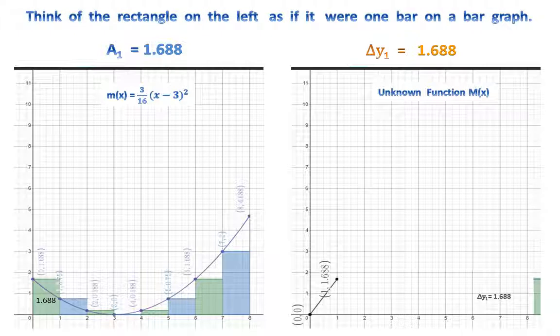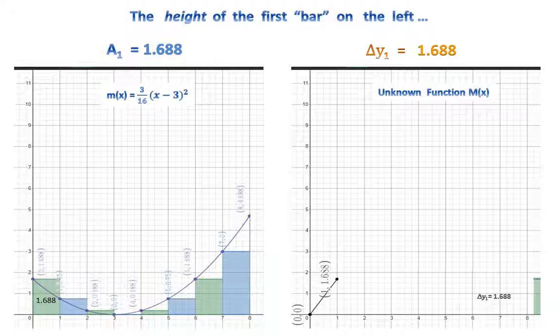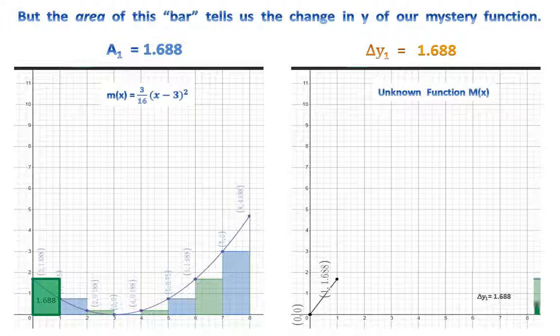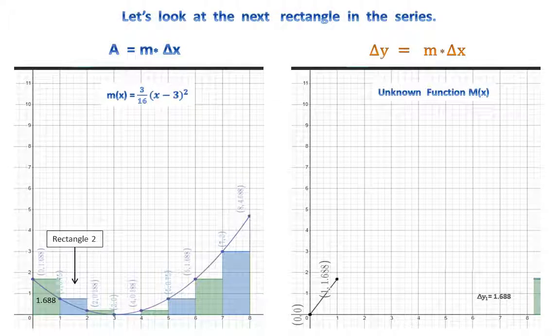Think of the rectangle on the left as if it were one bar on a bar graph. The height of the first bar on the left indicates the average slope of our mystery function from x equals 0 to x equals 1. But the area of this bar tells us the change in y of our mystery function. Let's look at the next rectangle in the series.